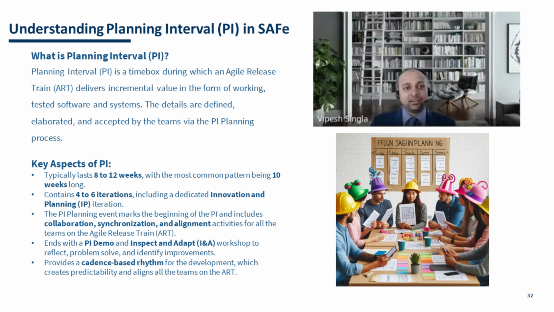Typically it consists of 8 to 12 weeks that consist of development iterations and an innovation and planning iteration. So what does that mean? A PI interval is usually anywhere between 8 to 12 weeks. If it is 8 weeks, it has 4 iterations. If it is 12 weeks, that means it has 6 iterations, right? Because each iteration is 2 weeks, and these are basically the development iterations.